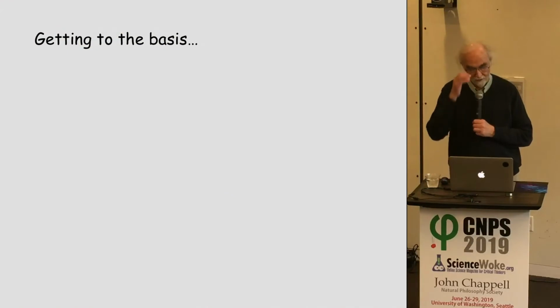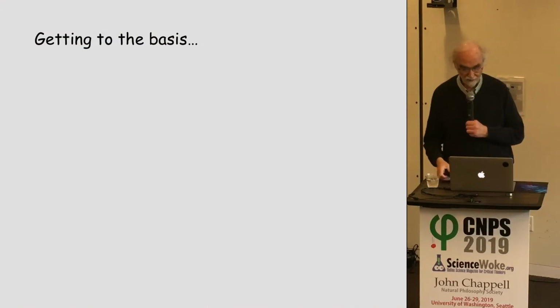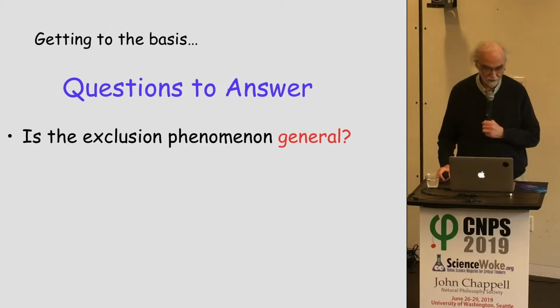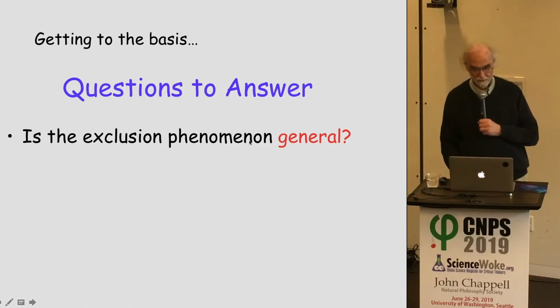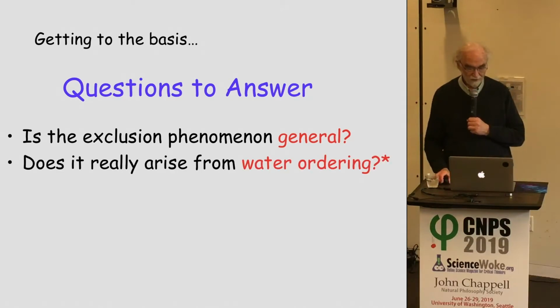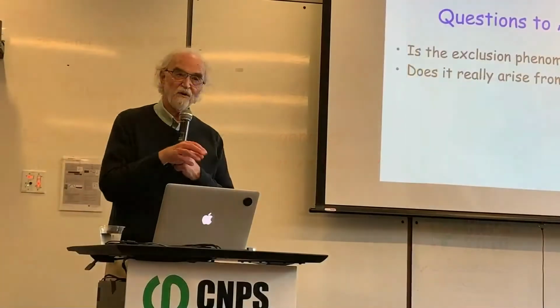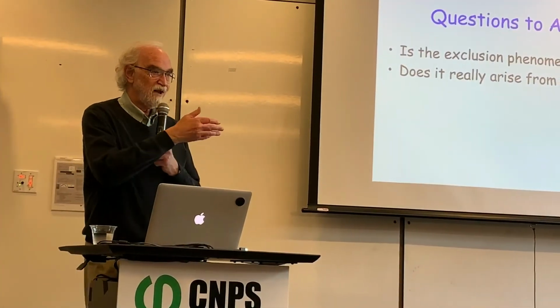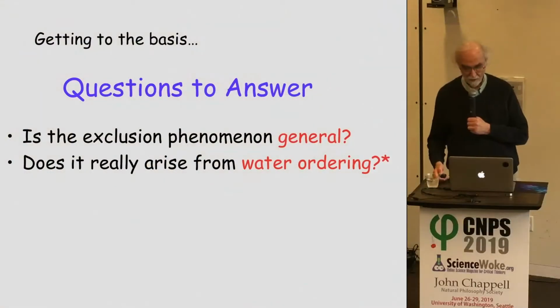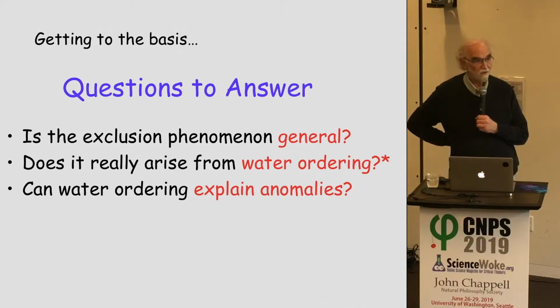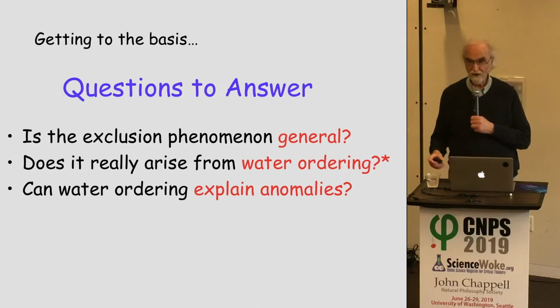And so what I want to do is get to the basis of all this, and in order to do so, I want to answer 5 questions. Okay, the first question is the exclusion phenomenon general, or just those couple of cases that I showed? Does it really arise from the ordering of water? Because all I showed was a zone that's particle-free. There's no evidence that it had anything to do with ordered water. And of course the answer is going to be yes. And the third one is, can water ordering explain those first 4 slides, or observations similar to those first 4 slides which you couldn't explain?